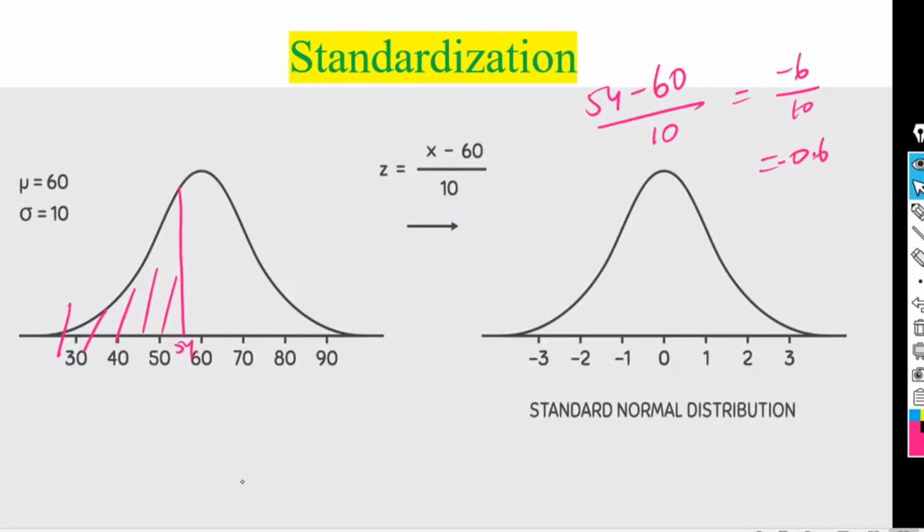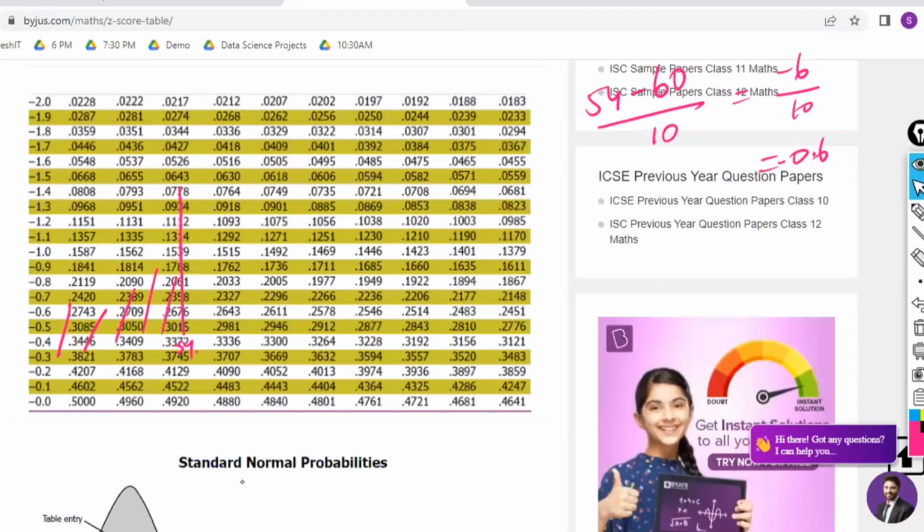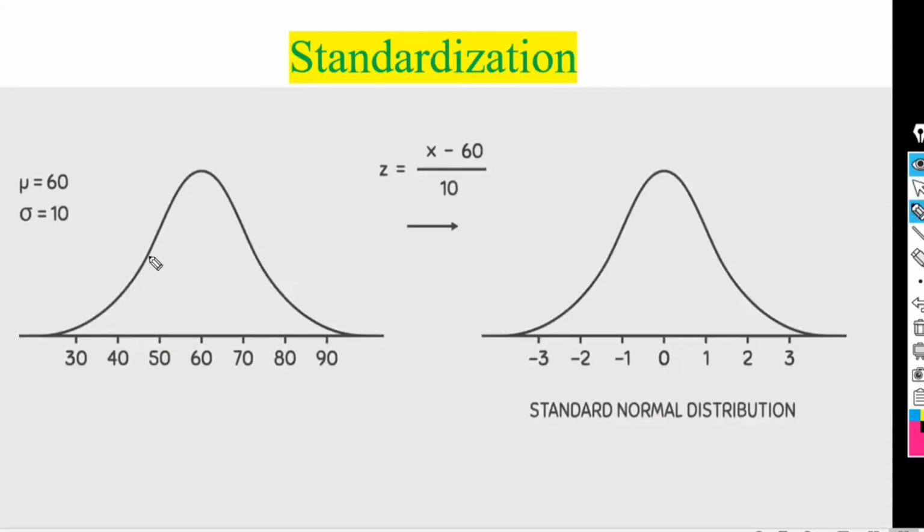Just open the Z table. Minus 0.6, what is the value? 0.2743, that is the answer. Now, in this way, we can calculate whatever the probability. Any probability you can calculate from the given data. Any point, any location you can calculate.